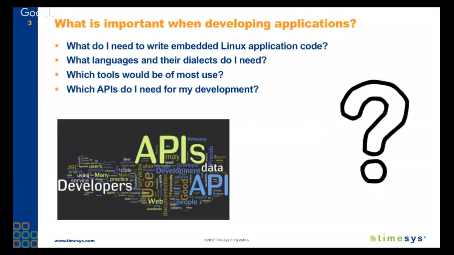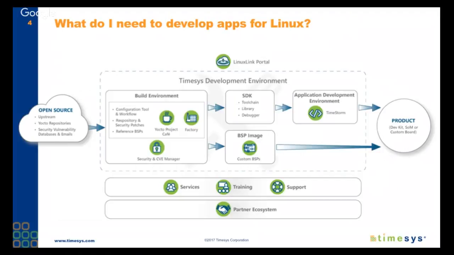And then finally, a question that as application engineers we oftentimes ask: which APIs do I need for my development? How do I identify APIs in the first place? And how do I make sure that they're available for me in the IDE? So these are some of the questions that we're going to tackle today. And the first question is, what do I need to develop apps for Linux?